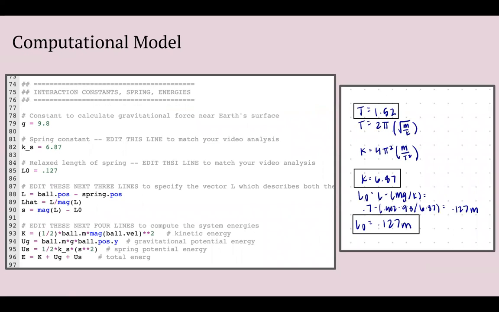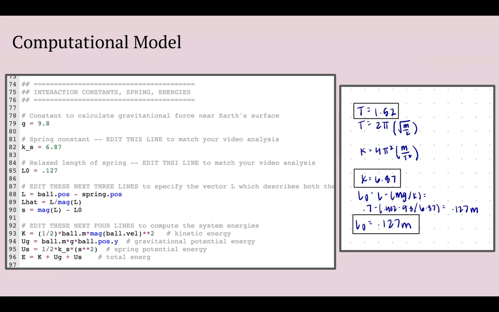I then obtained the spring constant K and relaxed length of the spring L naught through calculations that can be seen on the right of the slide. From the tracker data, I obtained T, the period of oscillation, to be 1.52 seconds. I then rearranged the equation T equals 2 pi times the square root of M over K to find a formula for K. Plugging in my T value, I find that K was equal to 6.87. Finally, I used the equation L naught equals L minus mg over K to find that L naught equals 0.127 meters.